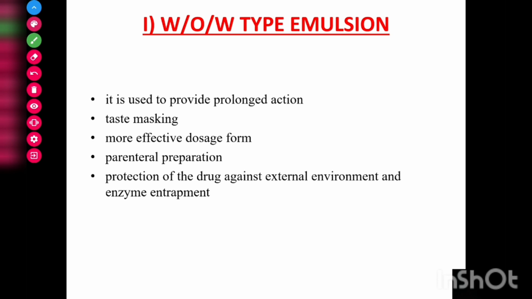This special type of emulsion, water in oil in water type emulsion, is used to provide prolonged action. It is also used for taste masking. It is a more effective dosage form. It is used as a parenteral preparation. And it provides protection for the drug against the external environment and enzyme entrapment.